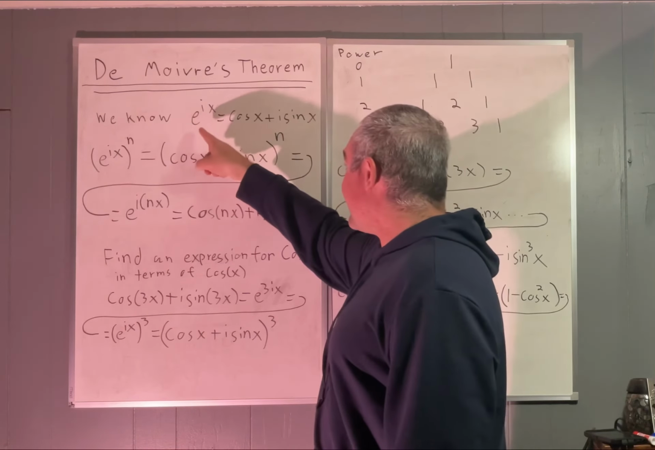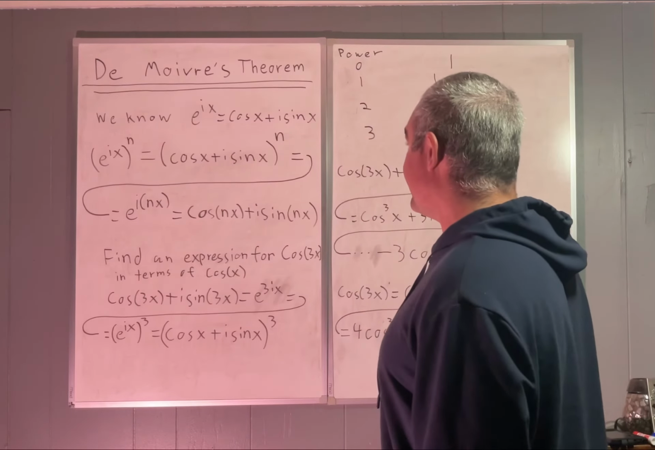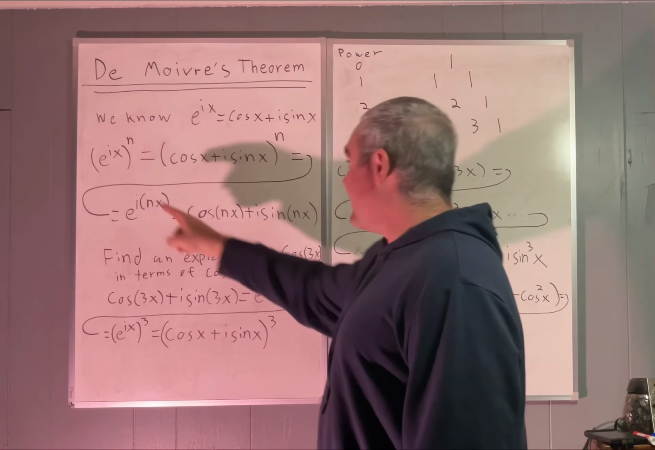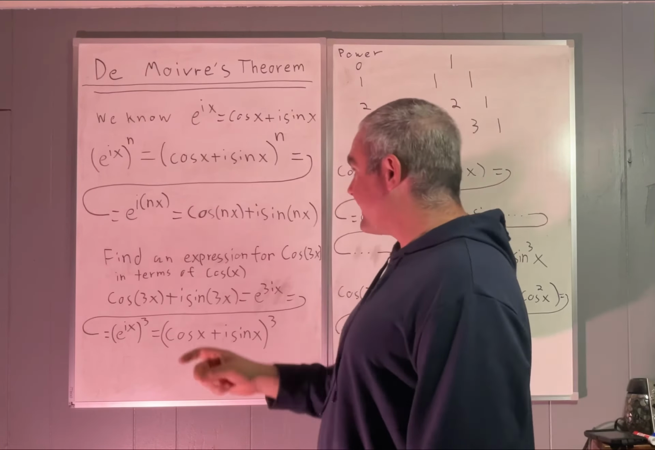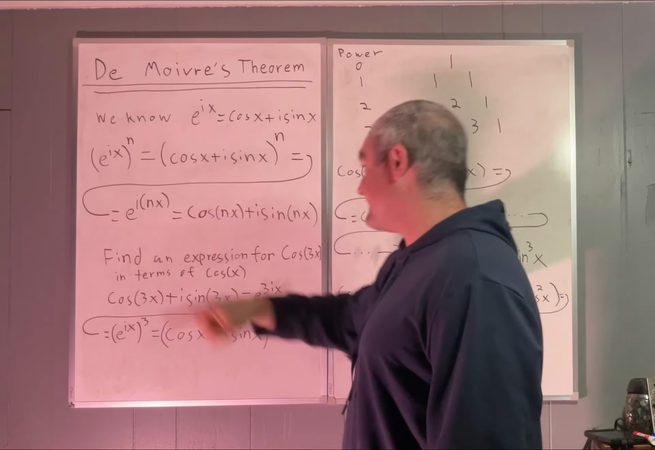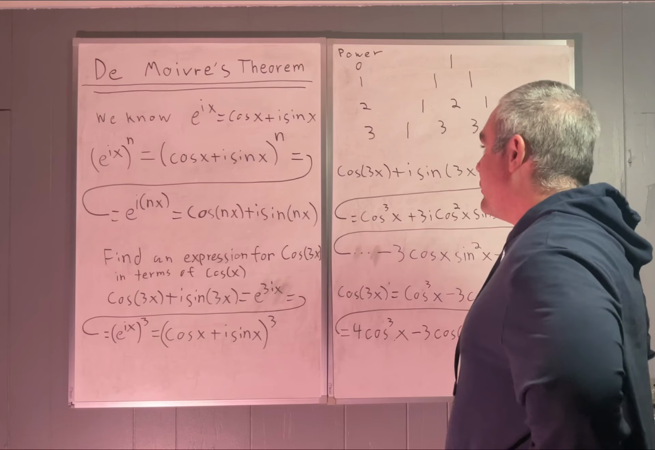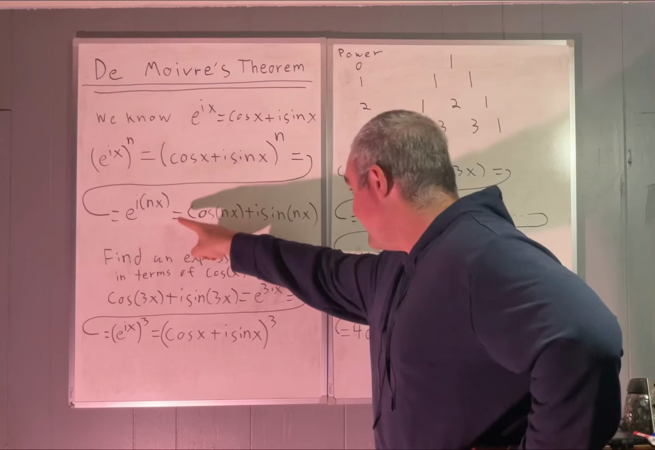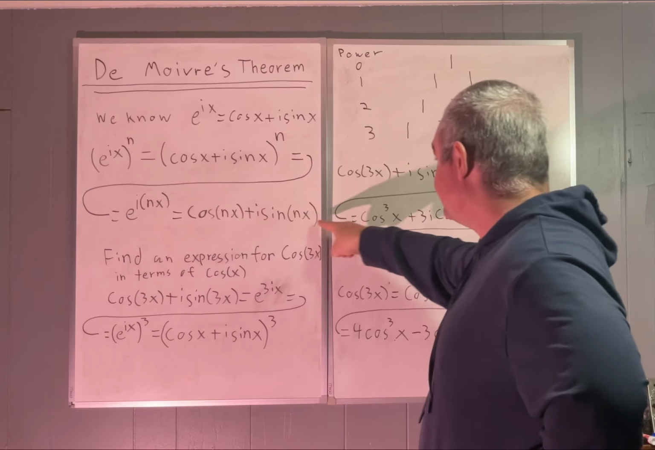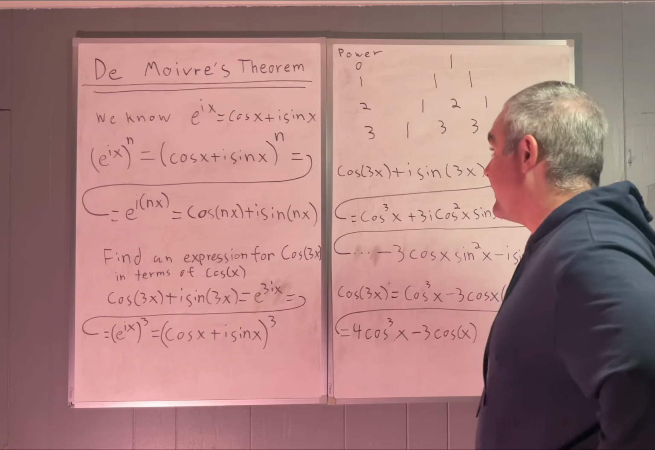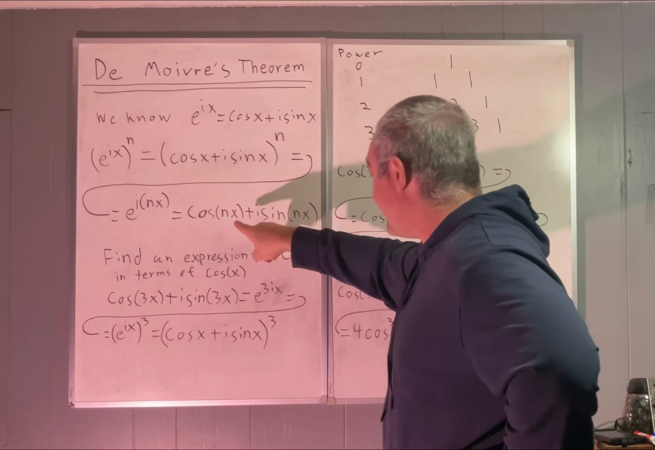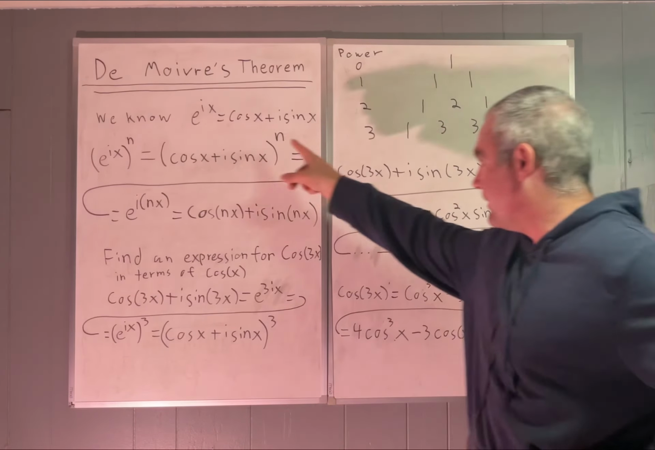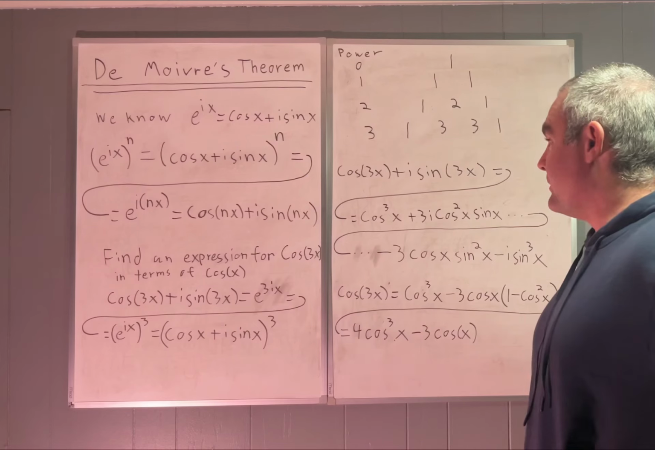So we know if we raise both sides of this equation to the n, we get this right here. And we also know, using the properties of exponents, that this is equal to this, which in turn, using Euler's formula on this, is this. So that's basically it. That's de Moivre's theorem. It's this equals this. That's it.